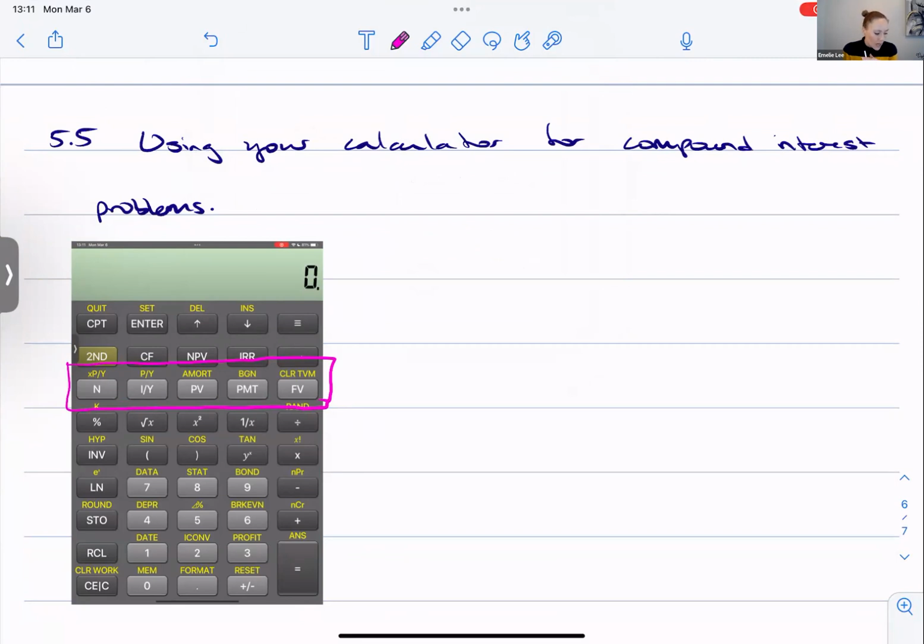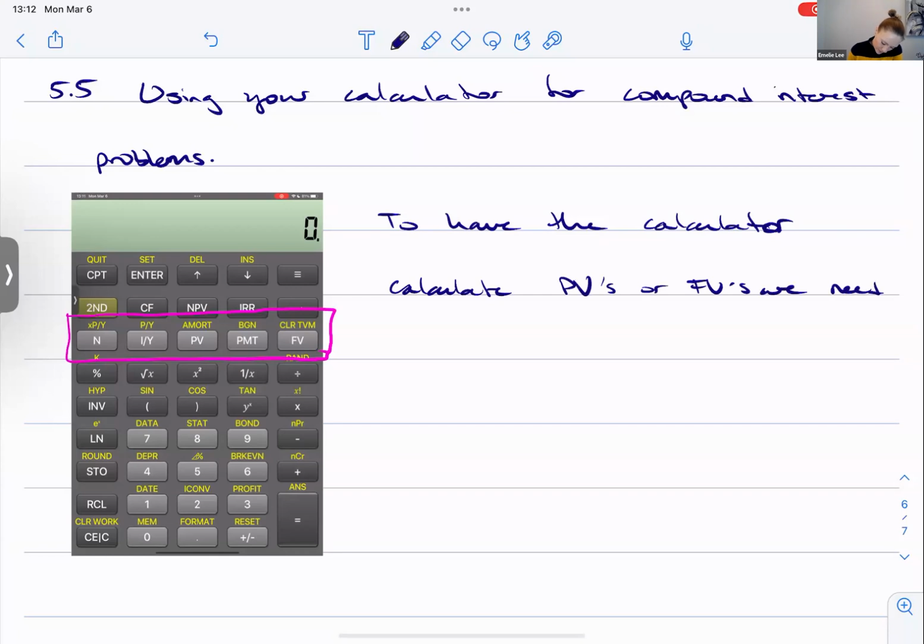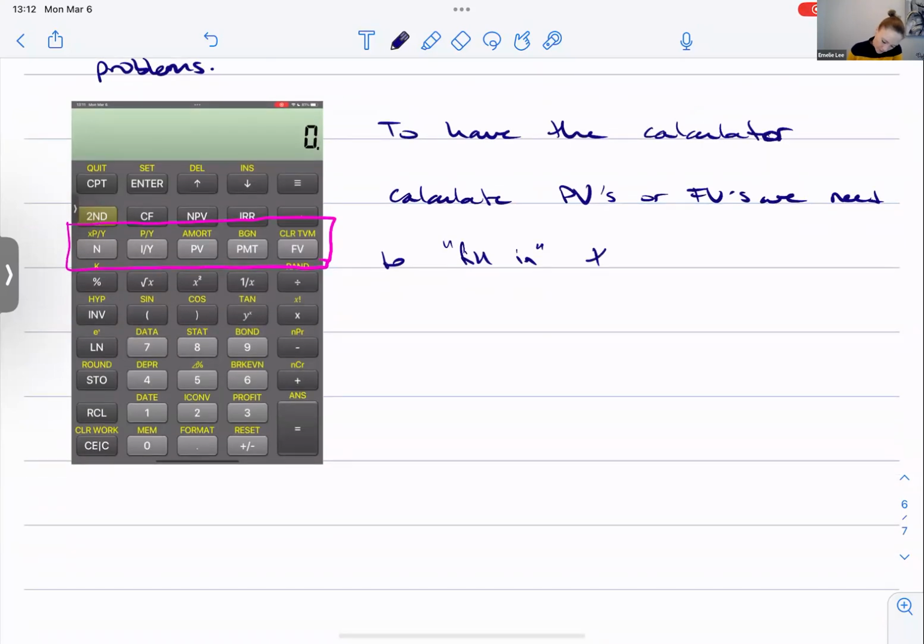So for compound interest, we're going to need to fill in some buttons. If you're using your calculator, all you really need to show in your work is what you entered into the buttons. And to have the calculator calculate, that sounds weird, calculator calculate, usually we use it for present values or future values, PVs or FVs. We need to fill in the following buttons.